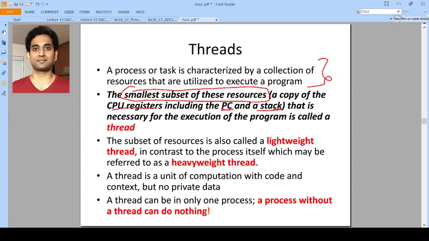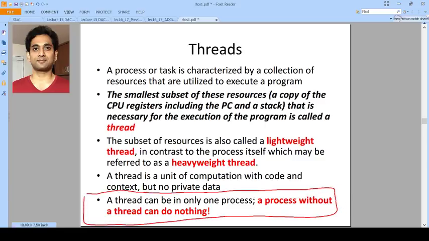Okay, so now we can understand the relationship between a process and a task. A process or a task needs threads. A process needs resources. A process needs multiple threads to execute. So threads are the resources that can make the process execute. So a process cannot do anything, it cannot execute if it does not have the necessary threads. So the subset of resources is called a lightweight thread, and in contrast, the process itself can be referred to as a heavyweight thread. So a thread is a unit of computation with code and context, but no private data. And here is the big point that we want to understand. A thread can be in only one process. A process without a thread cannot do anything.